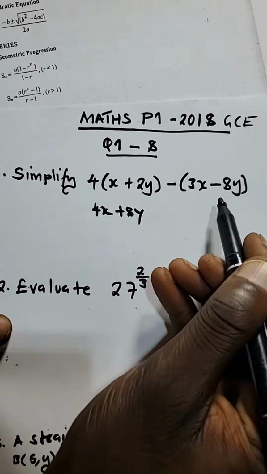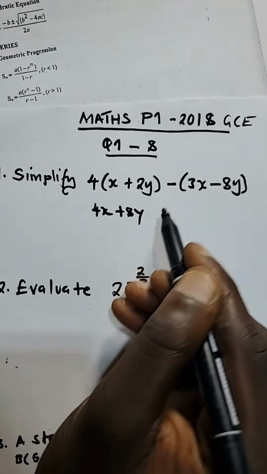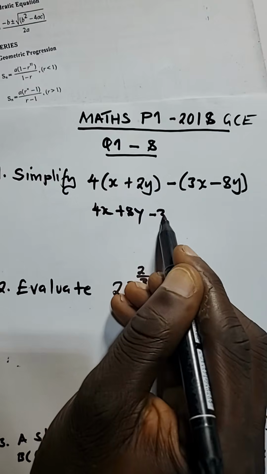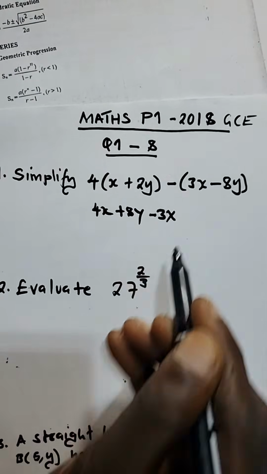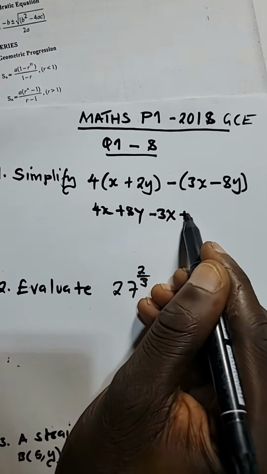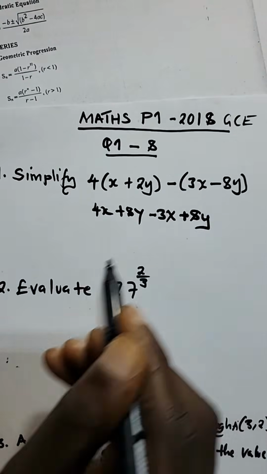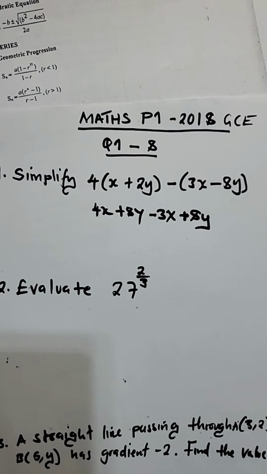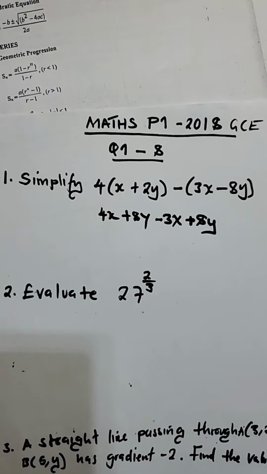Then here we're going to expand using the negative. Negative times 3x will be negative 3x. Negative times negative here is positive, so we're going to write a positive 8y. When you reach this stage, what you need to do is collect the like terms.